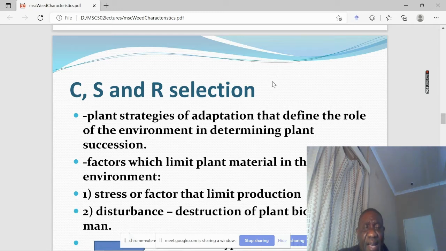Now, the factors which limit plant material in an environment, or the factors that affect the vegetation or weeds in an environment, are two. Number one, we have what is known as the stress, or factor that limits plant production. Now, that stress or factor could be soil moisture. If it varies, it can affect plant growth and reproduction. The other issue is the nutrients. Soil nutrients can limit or can affect plant production. Also, things like soil pH can also be important.